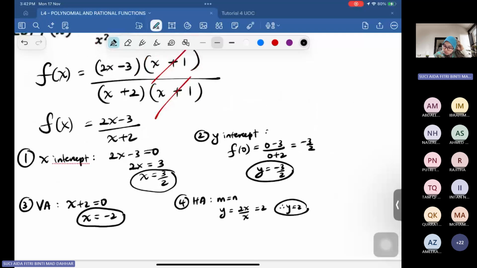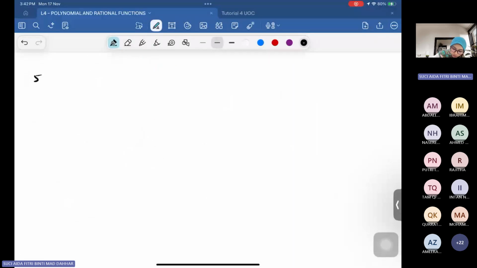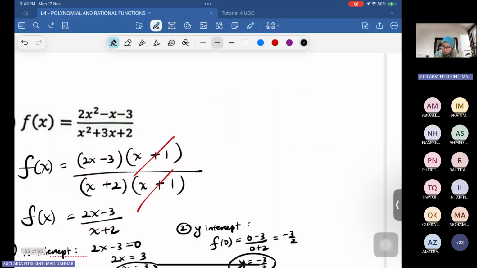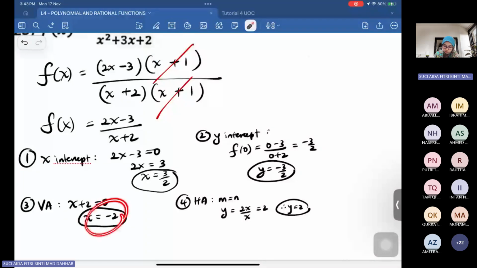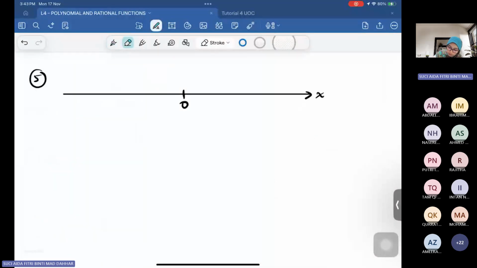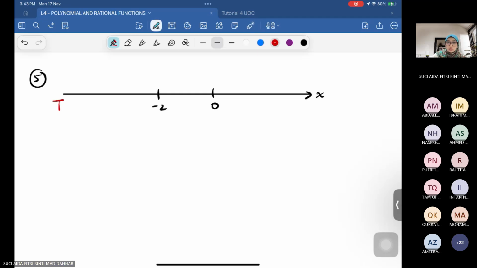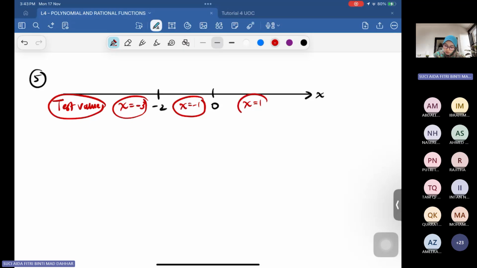Now we have all this, I can do the test value. Step number 5. X-axis 0. The vertical asymptote was at negative 2. Somewhere here. So that divides into 3 partitions. Okay, let's do test value. Let's pick one value for each region. Let me use negative 3 here. This is negative 1. I can use positive 1 over here.